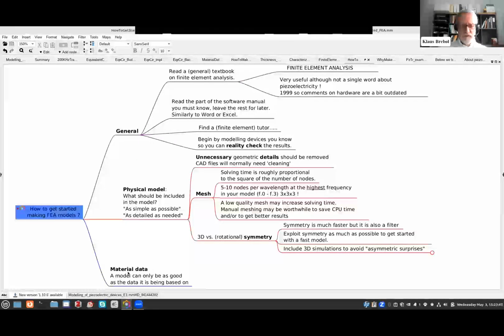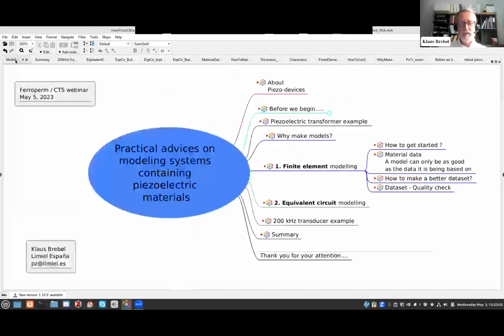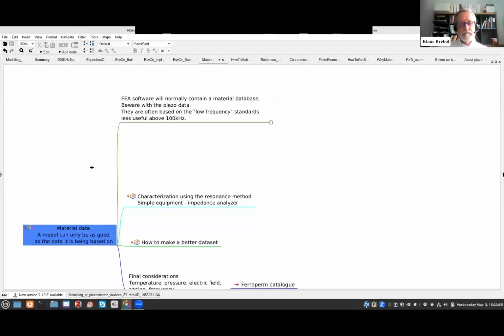So much about the model. Another thing is material data, because a model can only be as good as the data it's being based on. What you normally see in finite element software is a database where there will also be piezo data if your finite element software is for handling that. But I will give you a warning, and that is that if you are above 100 kilohertz, you may have a problem because most of these databases are based on data measured according to industrial standards, and they are all what I prefer to call low frequency standards.